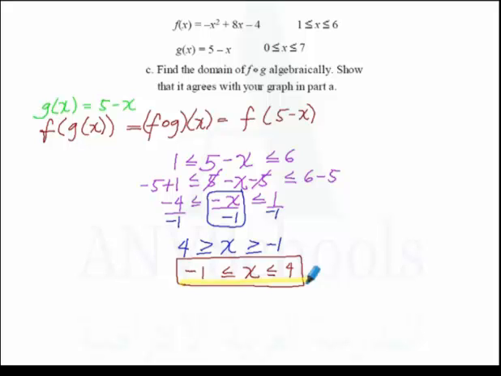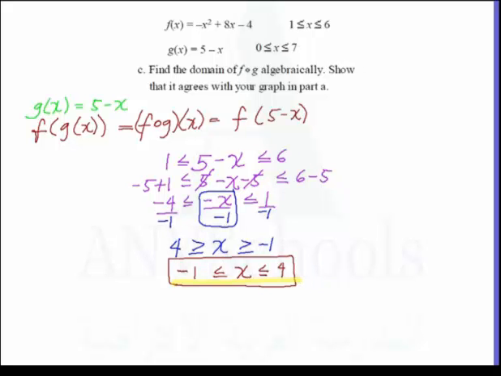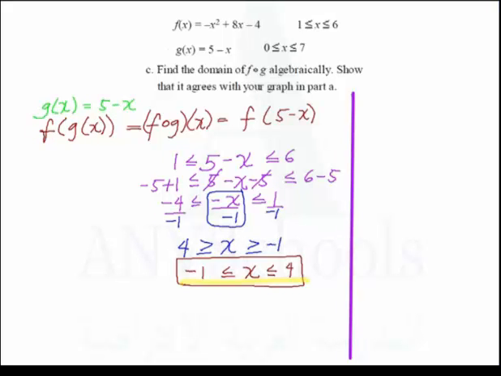Now, this newfound domain is not yet the official domain of our FOG of X, because it has to undergo certain manipulations. This newfound domain has to be crossed with our domain for G of X, because remember, this domain of G of X should also be taken into consideration. So our first step here is this one, and then we found the domain for our f of G of X.